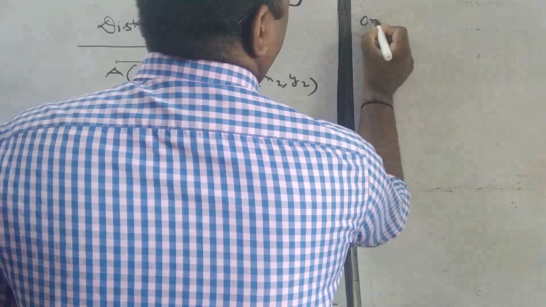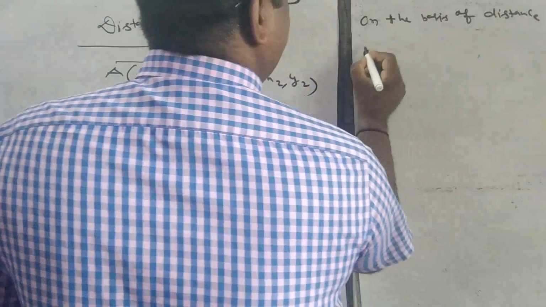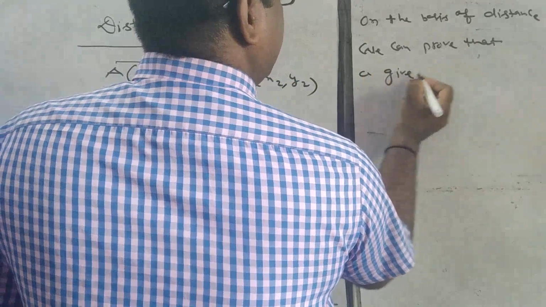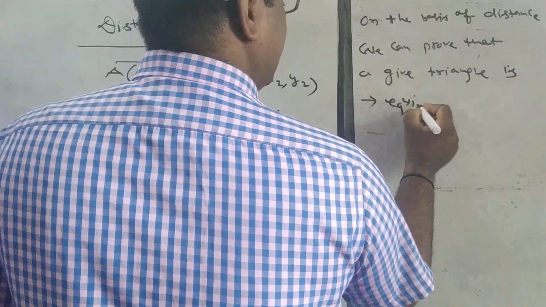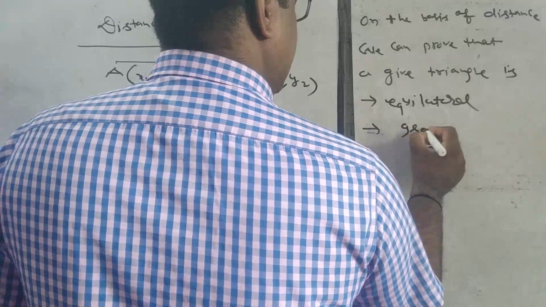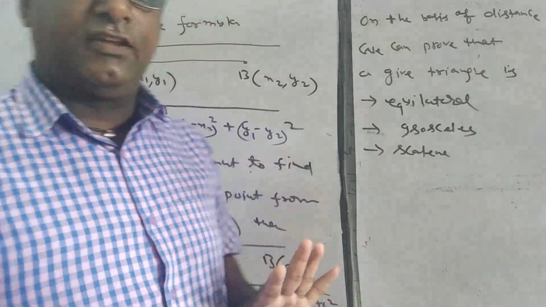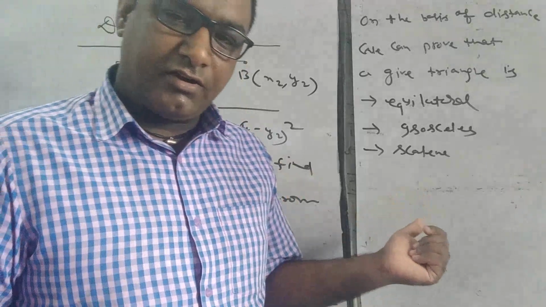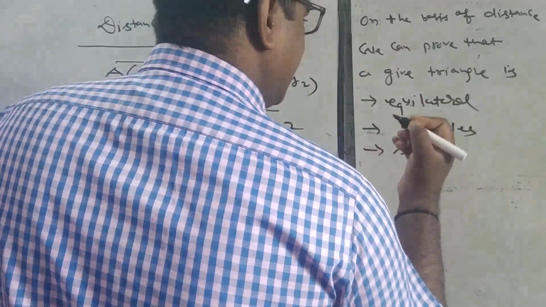On the basis of distance, we can prove that a given triangle is equilateral, isosceles, or scalene. How can you prove that? Because in a triangle 3 vertices are there, and by those 3 vertices we have to find the length of AB, BC and CA. If all the 3 sides are equal, then it is equilateral. If 2 sides are equal, then it is isosceles, and if no sides are equal, then it is a scalene triangle.